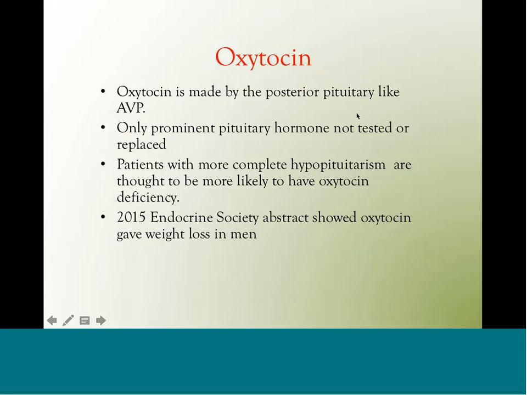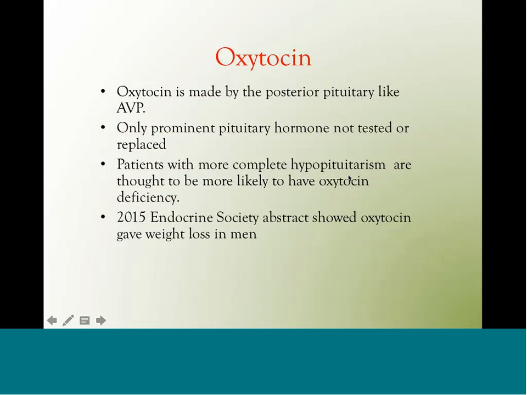Oxytocin is made by the posterior pituitary, like AVP, and I would say it's the only prominent pituitary hormone not tested or replaced. The other ones I think are less prominent, but oxytocin I think is in that category that is becoming more important to test and replace.